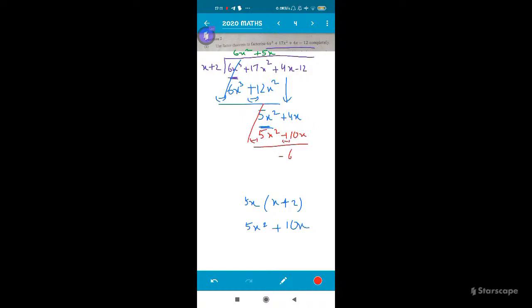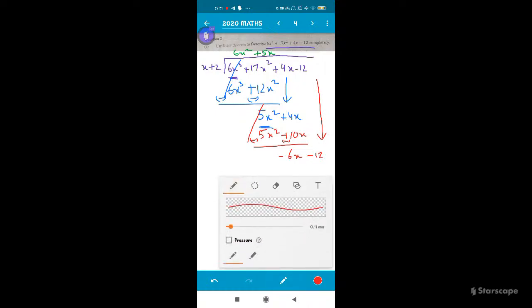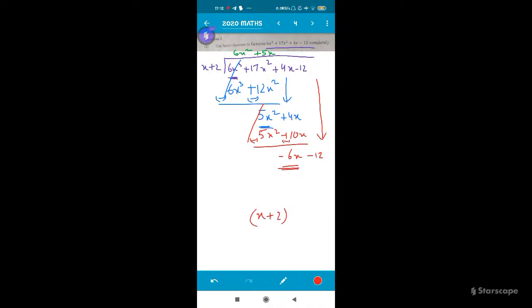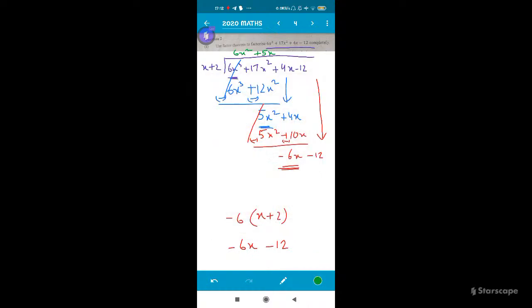You are left with minus 6x. And then we have a minus 12. Again, we are going to do the same. So you have to multiply x plus 2 with such a number such that you get minus 6 in the beginning. You can multiply it with minus 6. So you are getting minus 6x minus 12. So our third part of the quotient is minus 6.